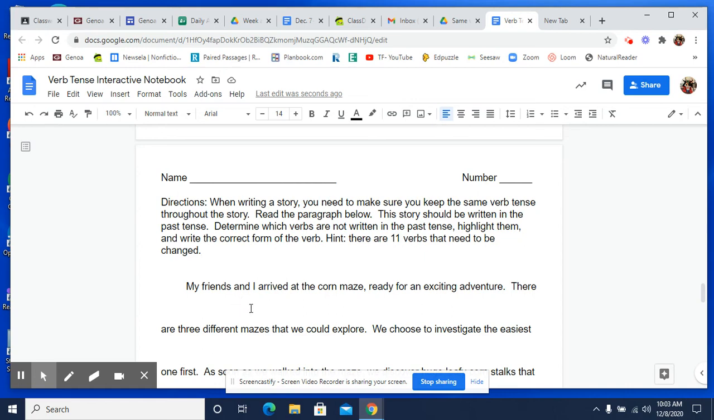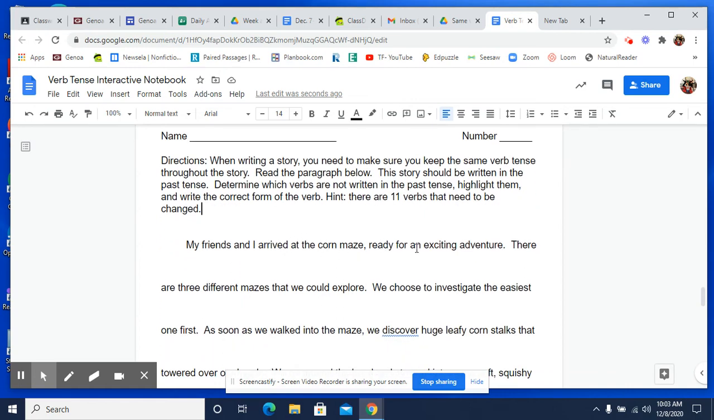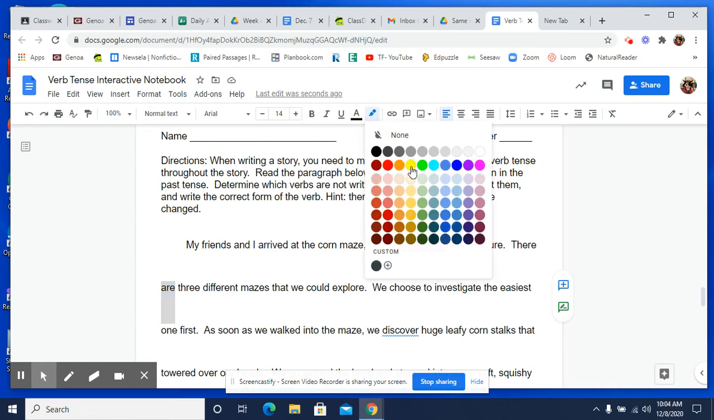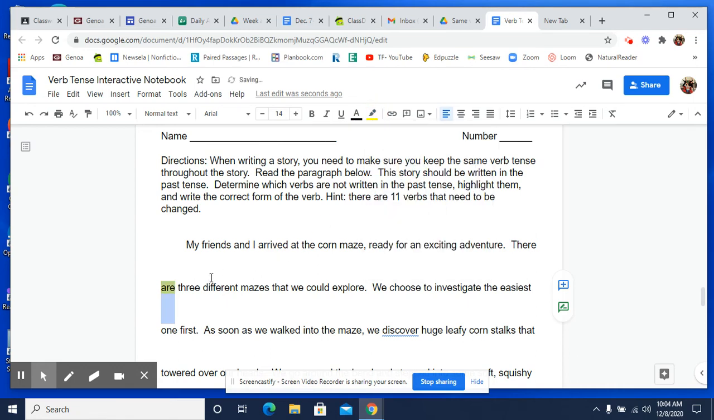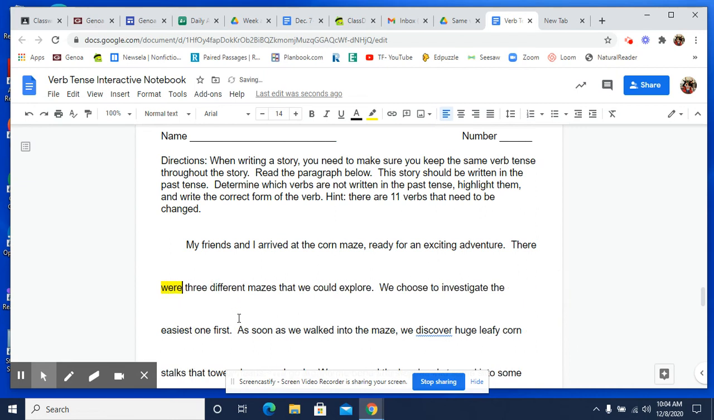My friends and I arrived at the corn maze ready for an exciting adventure. Okay, arrived, past tense. There are three different mazes that we could explore. No. Are is present tense. We want past tense. So I'm going to highlight this by doing that, but I'm going to change it to were. Okay, so that's what I want you to do. There were three different mazes that we could explore.